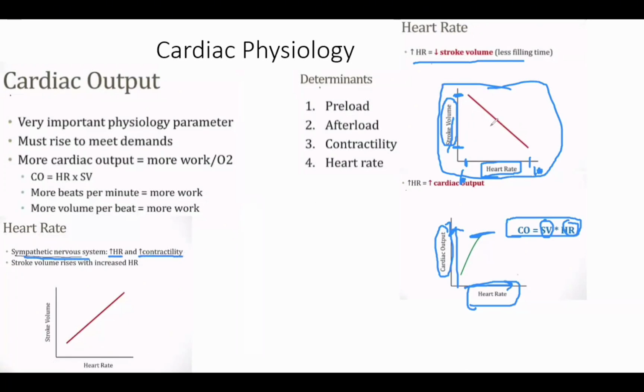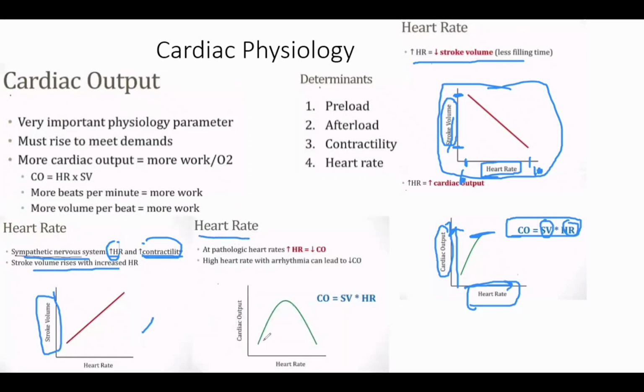But we talked over here that in this experiment only the heart rate was increased, and with this increase in heart rate, the stroke volume was decreased. But practically, both the heart rate and the contractility are increased simultaneously, and it will increase the stroke volume. So stroke volume rises with increased heart rate.